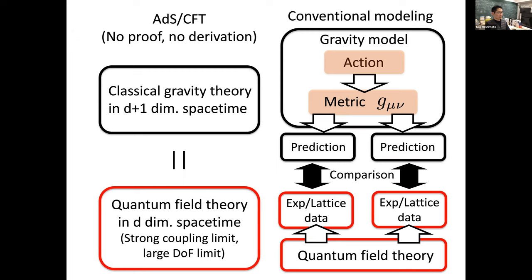But if this comparison doesn't work, then you say that this gravity model is a bad one, and you throw it away. This is a cycle which we followed many, many times to find a good gravity model. But as you see, this is quite inefficient, right? You need to try a gravity model again and again and again, and you need to be clever to find a nice gravity model.